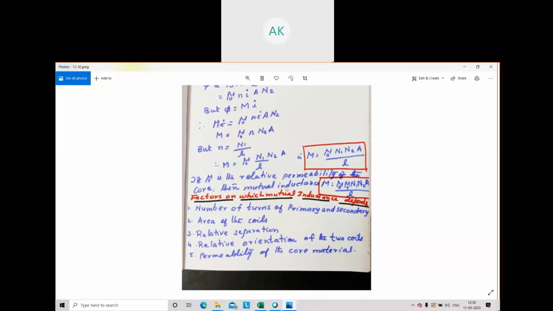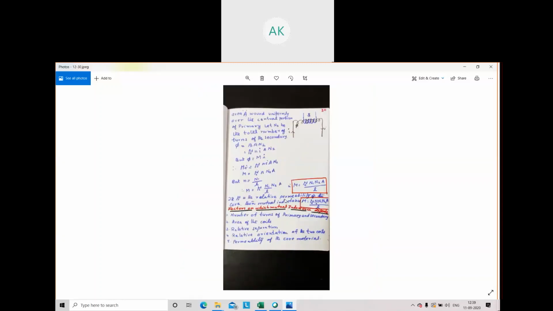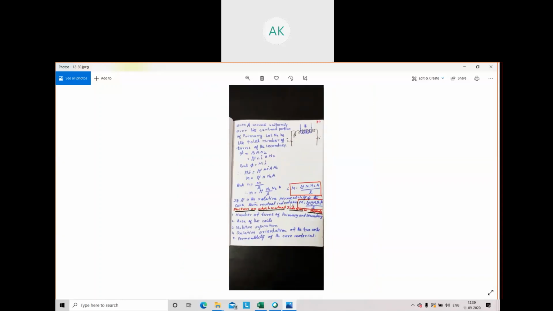So self-inductance and mutual inductance we have studied. In that we have to derive the expression for self-inductance of a solenoid and mutual inductance of a solenoid.